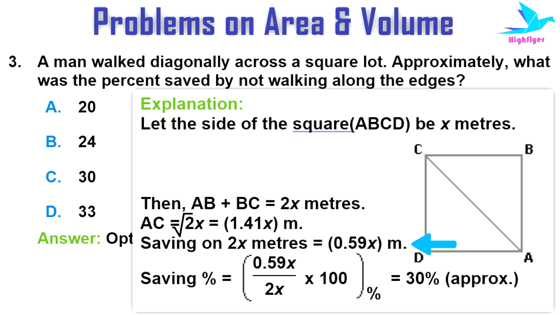So saving on 2x meters equals 2 minus 1.41, that is equal to 0.59x meters. So saving percentage equals 0.59x by 2x into 100. That is equal to 30% approximately.